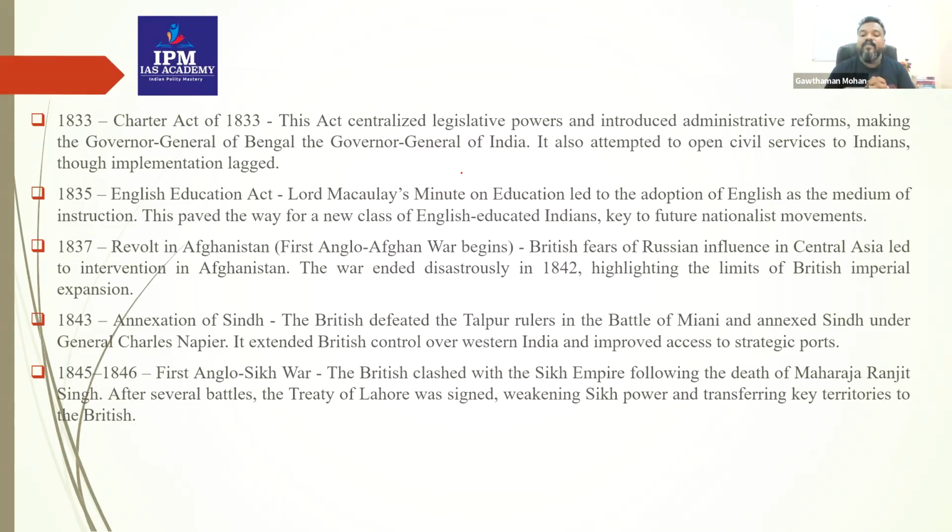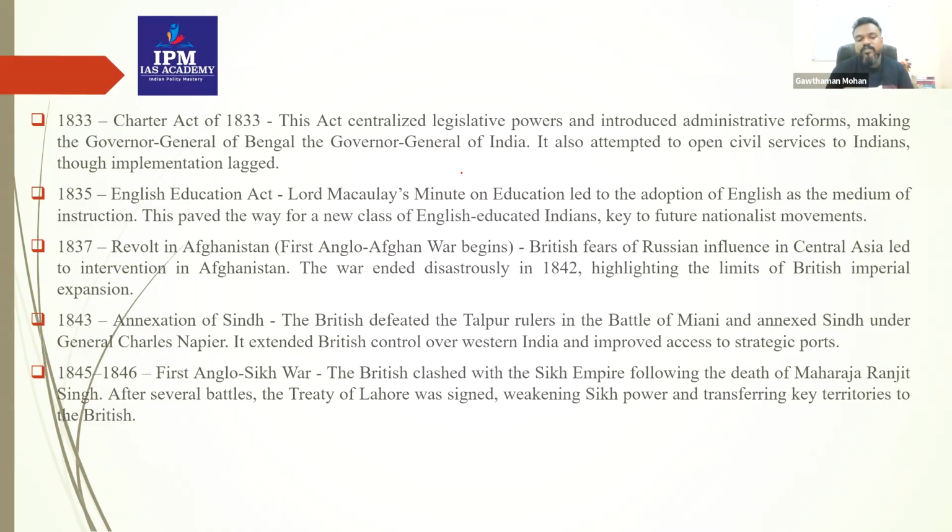In 1837, revolt in Afghanistan happened. The First Anglo-Afghan War begins. Afghanistan was always considered a buffer state between Tsarist Russia and the British Empire. The British feared that Russian influence in Central Asia would lead to intervention in Afghanistan. The war ended disastrously in 1842, highlighting the limits of British imperial expansion. So basically, the Britishers were not able to defeat them.